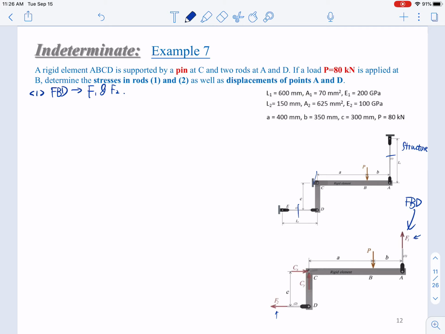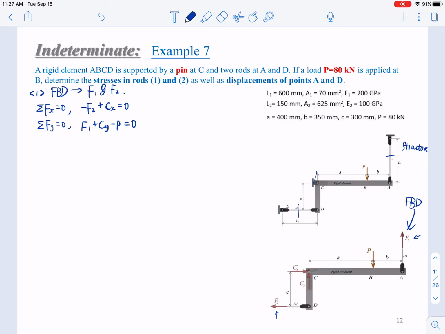So the first one, the sum of Fx equals 0, so we can have negative F2 plus Cx equals 0. These are only 2 forces along the x direction. Then the other one, the sum of Fy equals 0. How many forces do we have along the y direction? We have Cy, P, and F1. So we have F1 plus Cy minus P equals 0.